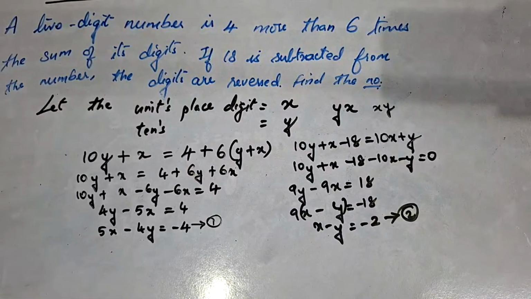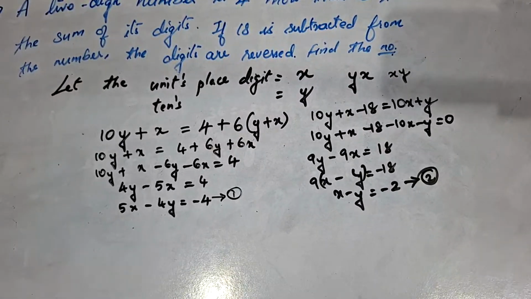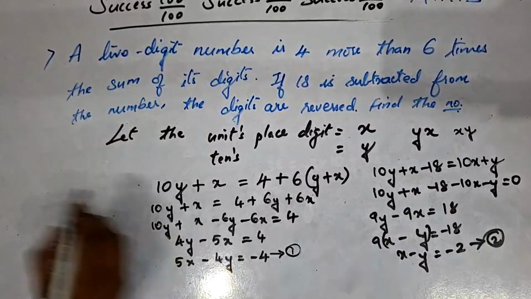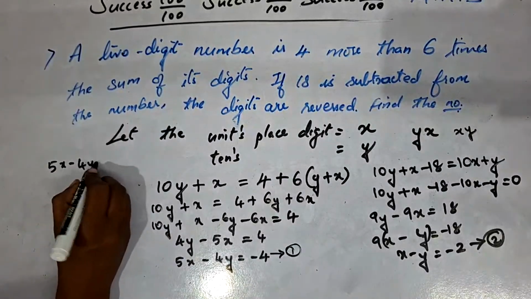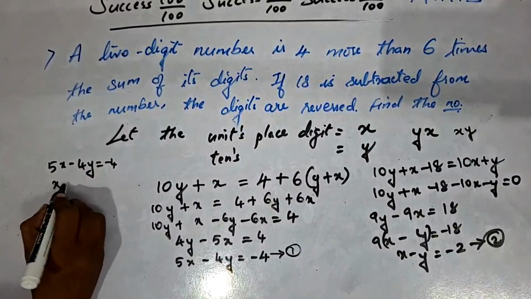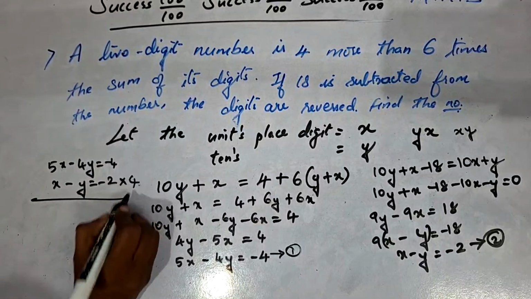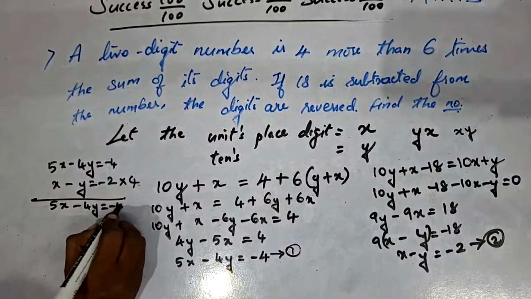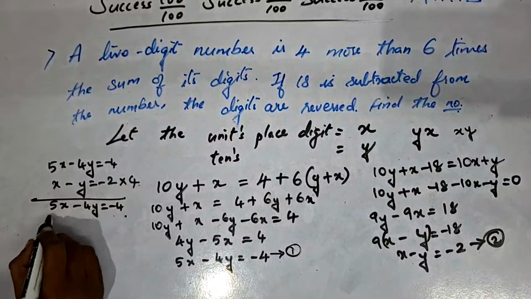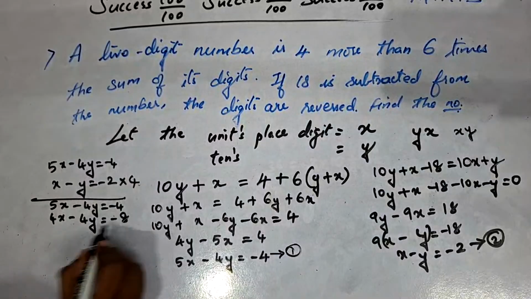Now let us solve these two equations. I think I can solve in this space. See, 5x minus 4y is equal to minus 4, and x minus y is equal to minus 2. Multiply the second equation by 4. So you'll have 5x minus 4y equal to minus 4. This is my first equation. Now, 4x minus 4y is equal to minus 8.